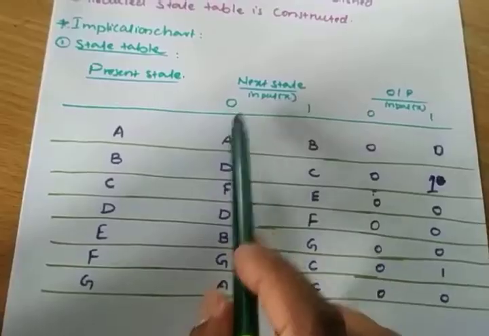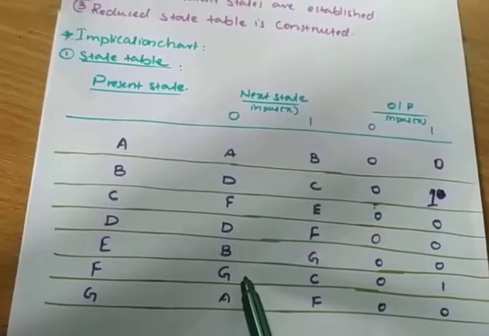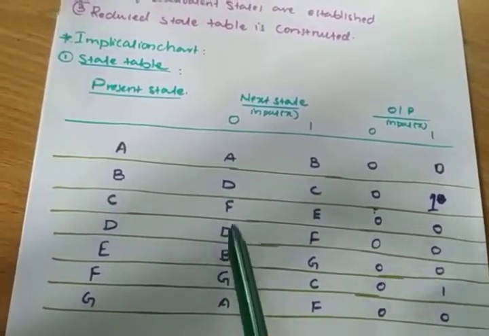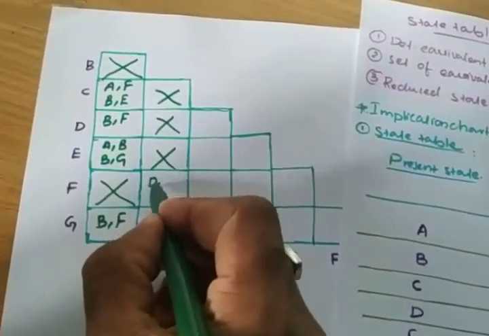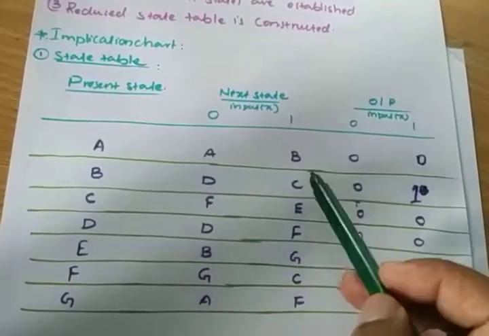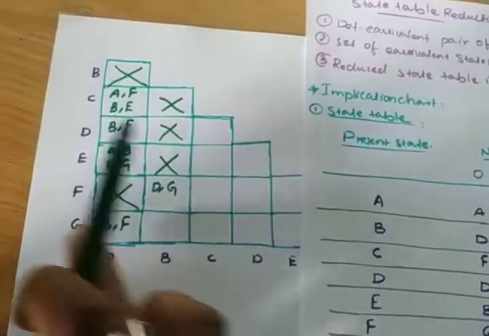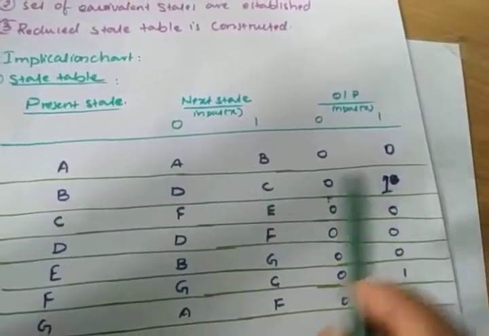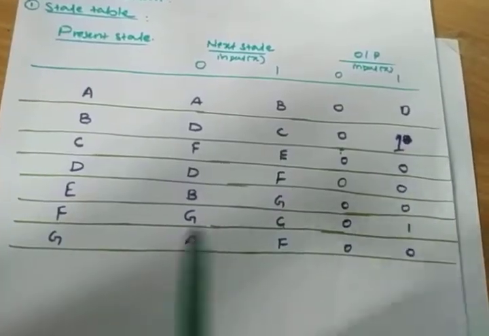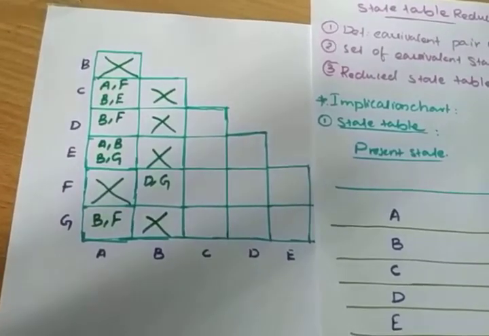Then check for 0. For 0, B goes to D, and F goes to G. So we can put D comma G. What is the next step? For 0 it is D comma G, but for 1 it is C comma C. The same C state is repeating, so no need to write. What about BG? B is 0 1, G is 0 0, so no need to write, put a cross mark, because outputs are not equal.